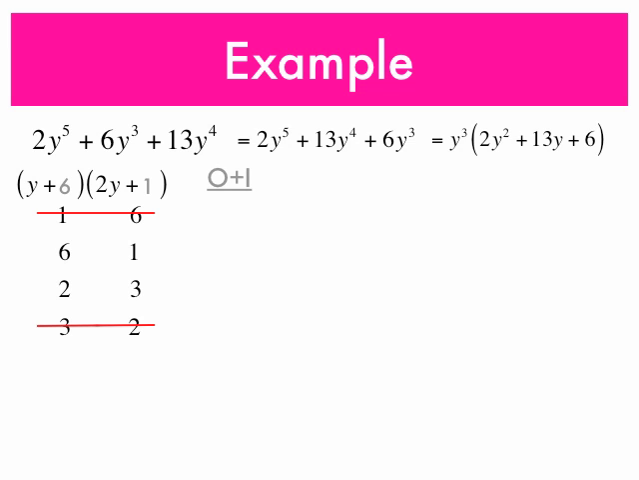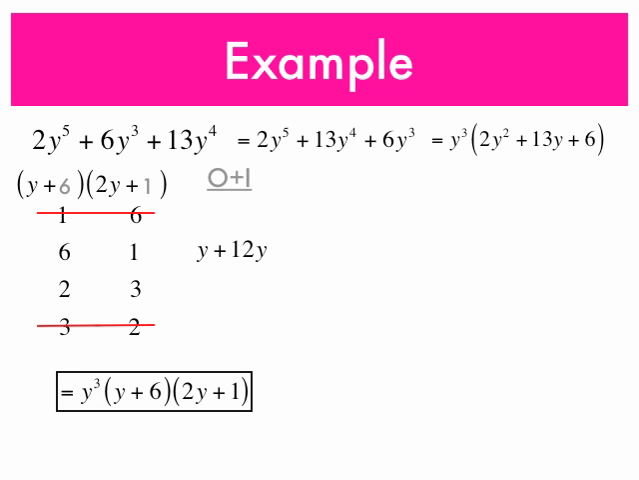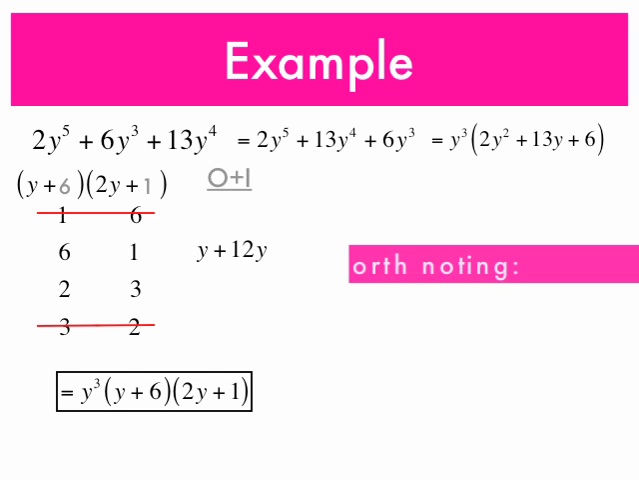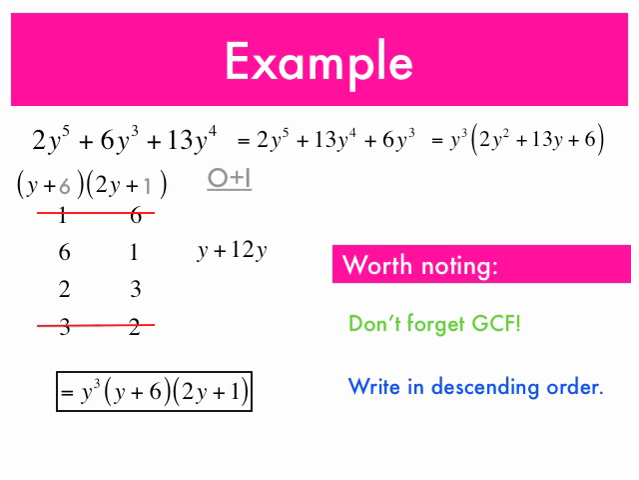We'll put them in. Outside is y, inside is 12y. That gives me 13y, so I'm done. The only thing I need to remember to do is to make sure that I take that greatest common factor and actually put it on there. Okay, third example. First of all, some things worth noting. Don't forget the greatest common factor. Make sure you write it in descending order.